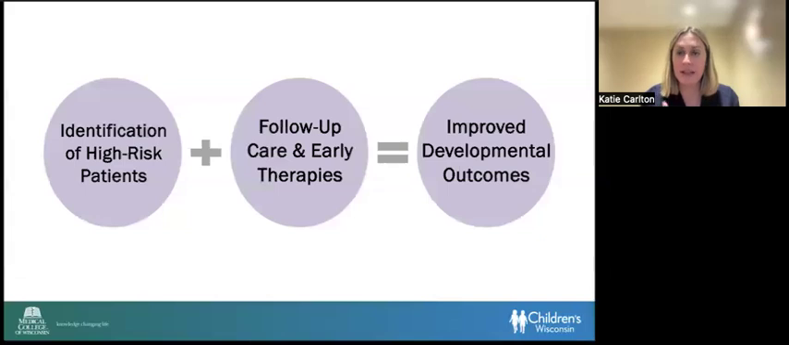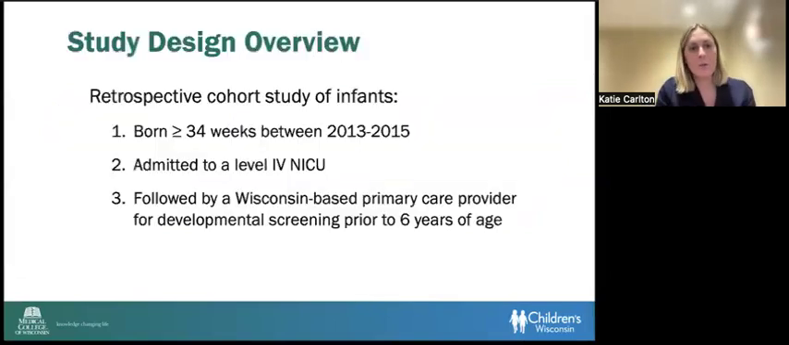Because we knew that if we can identify the high-risk patients, get them into follow-up with early therapies, we can improve their developmental outcomes. So to do this, we designed a retrospective cohort study looking at infants in that gestational age range between 2013 and 2015, admitted to our level 4 NICU, and followed by a Wisconsin-based primary care provider till 6 years of age.